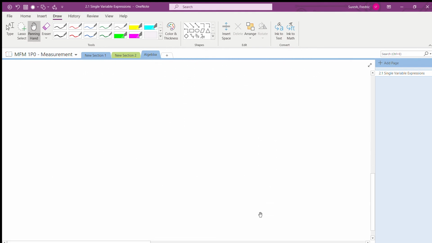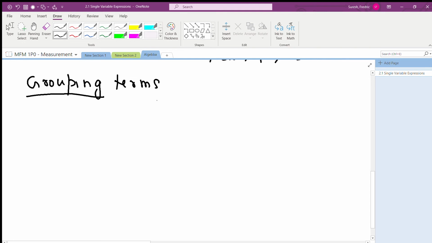Okay, so how do we use this as an example? So the example we are going to use is, and where is my pen? There we go. The example, group. We are going to group terms. Now, what does that mean? If you have a crate full of apples and oranges, grouping means put all the apples in one crate, put all the oranges in another crate. So we are going to group similar things together. Okay. So how do we group similar things together?